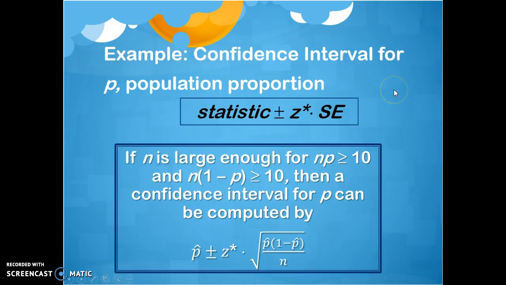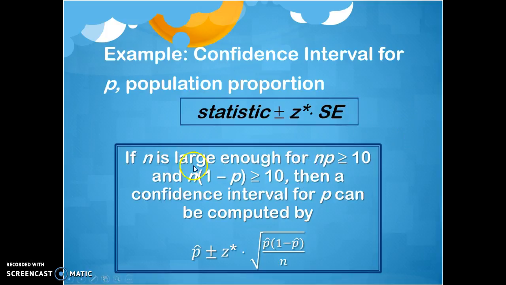If we want to find the confidence interval for a population proportion, we need to know the statistic, or the sample proportion of interest. We need to know how far out we want to go, what level of confidence interval we want, so the z-score, the z-star here. And then we need to know the standard error from the sample we're working with.